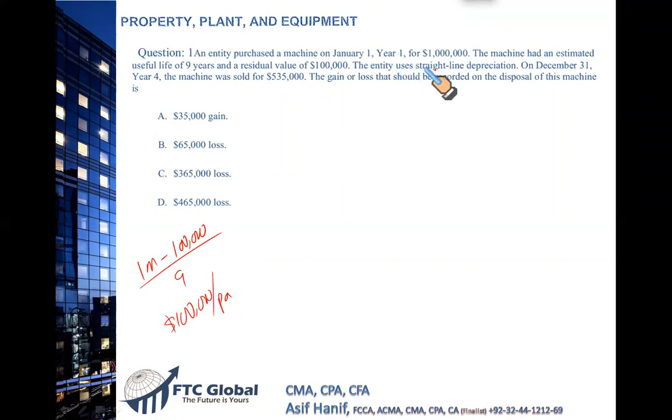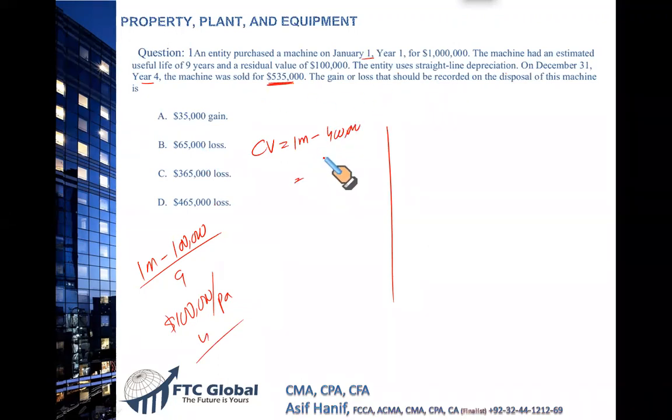On December 31st, year 4, exactly after 4 years, the machine was sold for $535,000. So there are two approaches of doing it. One is you compare the carrying value with the disposal value. Carrying value was 1 million, the original cost, less the depreciation charge so far, years 1, 2, 3, 4. 4-year depreciation will be $400,000, which means your carrying value is going to be $600,000.